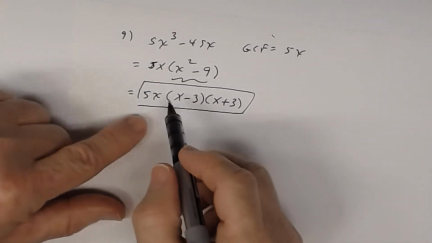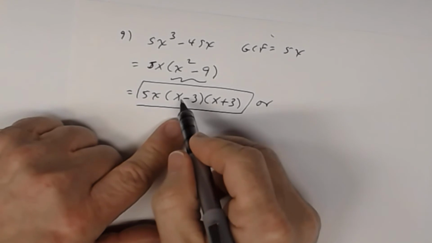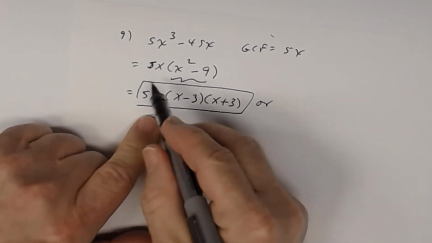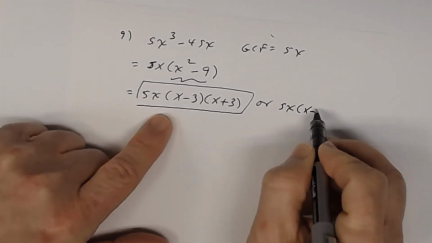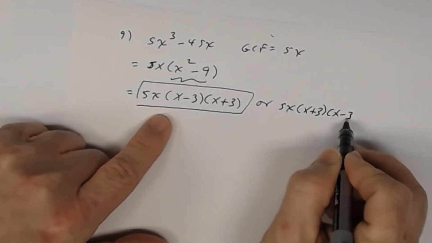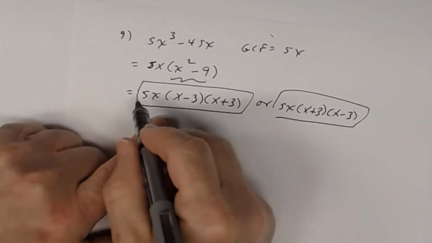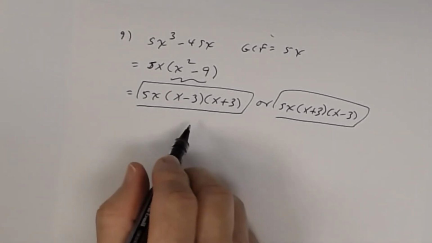All right, and again, if you wanted to, you could have put this binomial here instead of there. But always put the monomial factors first. So you're going to say 5x times x plus 3 times x minus 3. But again, always put the monomial factors first. So 5x in both cases is listed first. Those are your first factors.